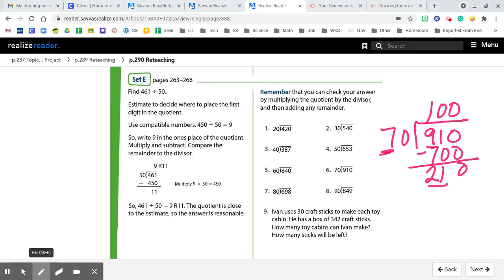And how many times can 7 go into 21? 3 times, 70 times. Oops, what was I doing there? Back up, gang. 70 times 10. There we go. 70 times 10 is 700. 70 times 3 is 210. So we could combine that. Our answer is 13.